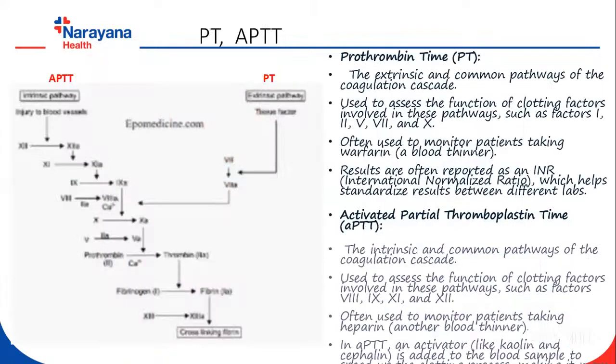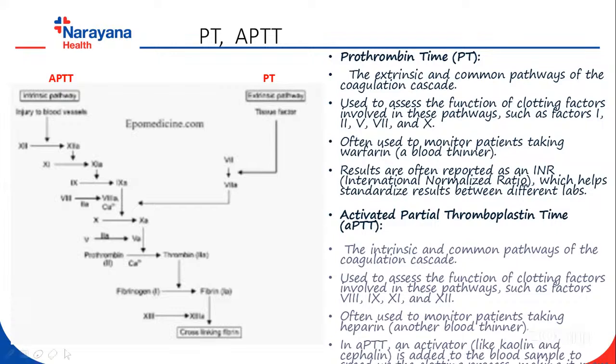Now we come to the next common investigation after the CBC in our setup, and that is the PT-APTT. The PT takes part in the extrinsic coagulation pathway and the APTT in the intrinsic. Both of them then are also responsible for the common pathways that take place. Now, in the extrinsic pathway, you have factor 7 along with 10, 5, 1, and 2. And in the intrinsic, you have factors 12, 11, 9, and 8, along with again 10, 5, 1, and 2.